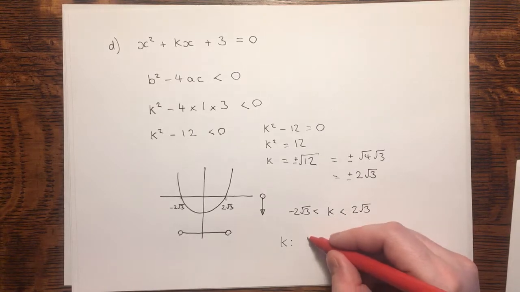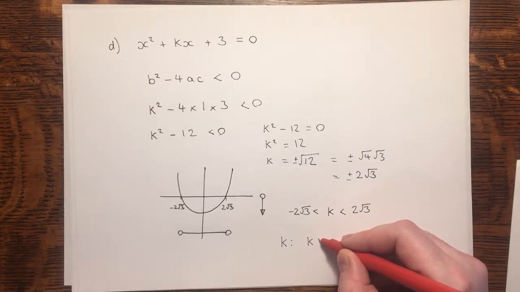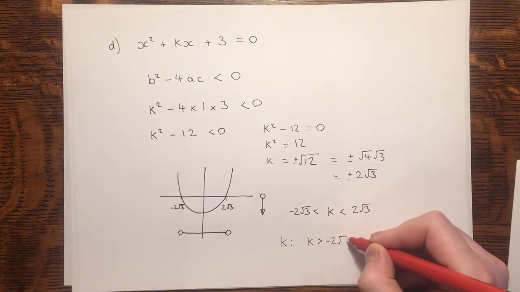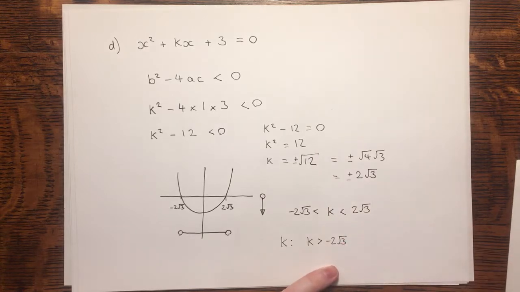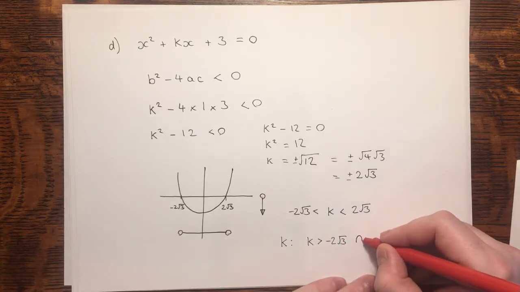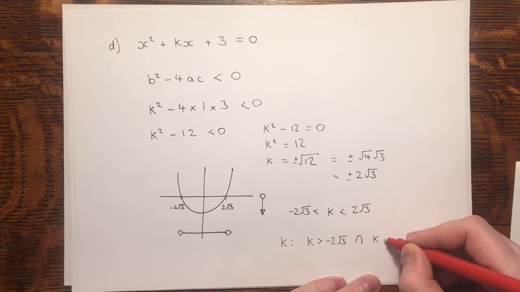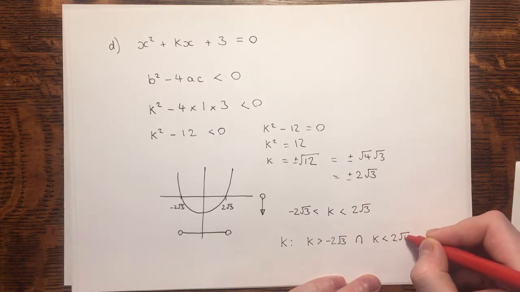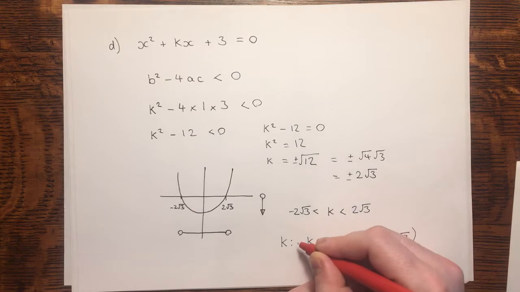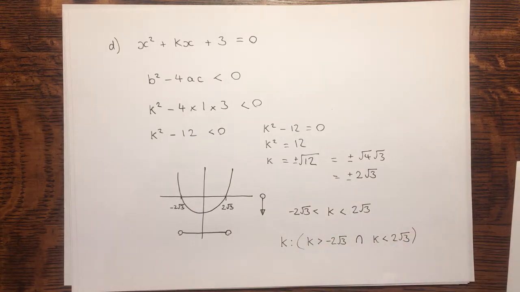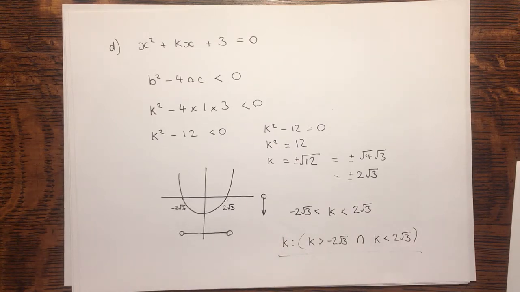k is greater than minus 2 root 3, and k is less than 2 root 3. These two conditions listed separately, but it has to meet both of them, so it's and, that's the definition of k. This would only be required if they asked us for the set form.